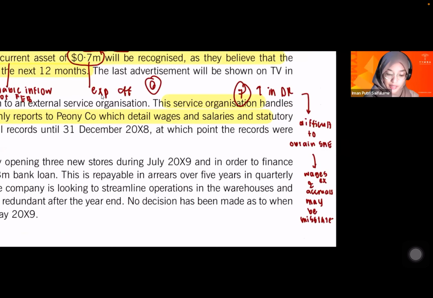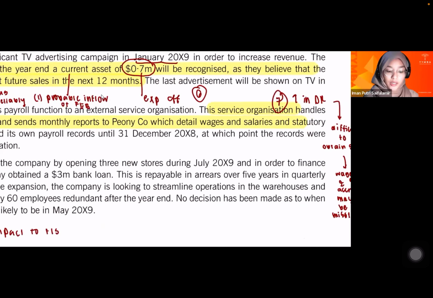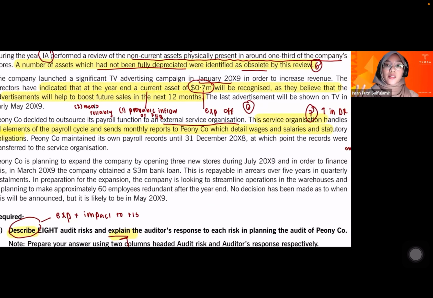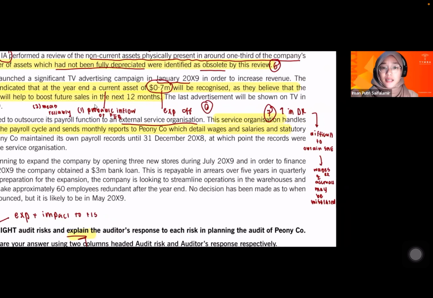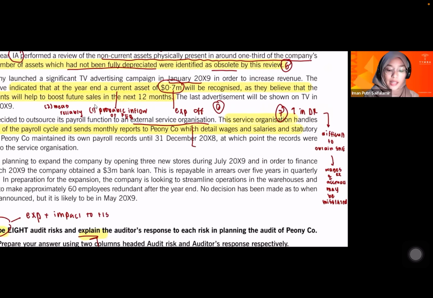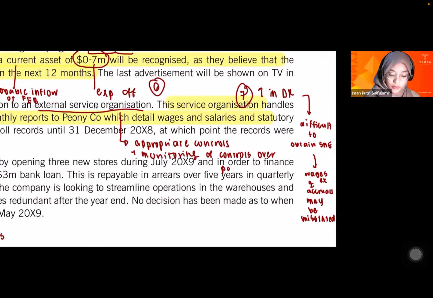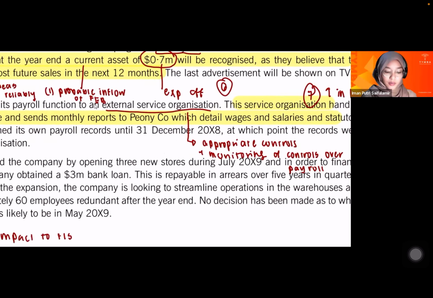Another thing you guys can say is that right now we are giving this external service organization the responsibility of doing our payroll. When we give this responsibility to them, we have to make sure that they have appropriate controls in place, plus monitoring of controls over their payroll. So that is the 7 points.